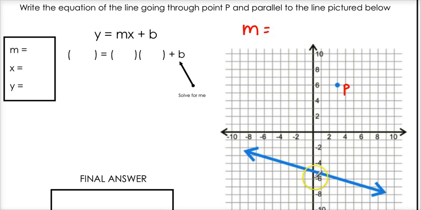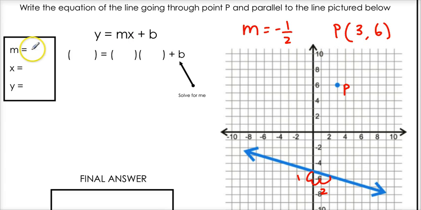Our slope of our line is going to be, we go down 1 over 2. So it's negative 1 over 2 because it's going down. And our point, which is P, is going to be 3, 1, 2, 3, 4, 5, 6. 3, 6. All right, so the first thing to do is find the slope and find your point.